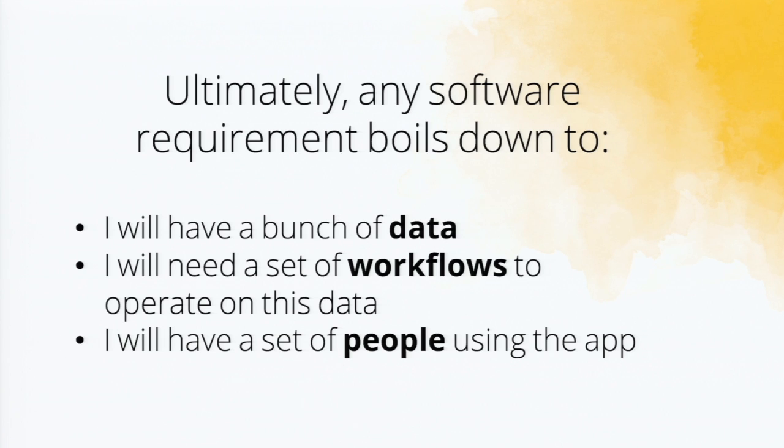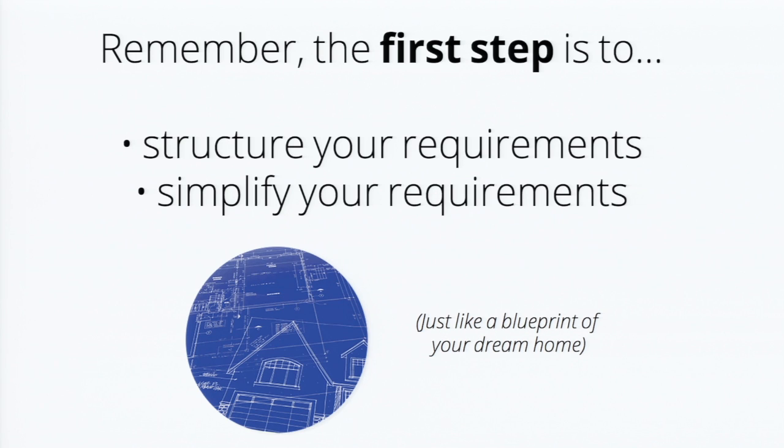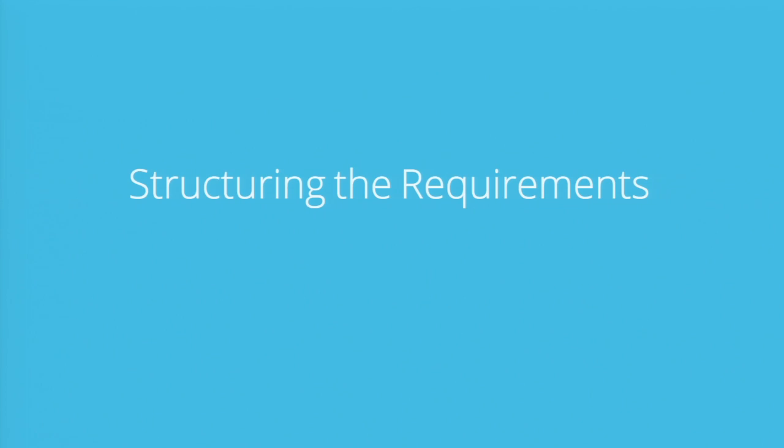Any software requirements ultimately boil down to, hey, I have a bunch of data, I need a set of workflows to operate on the data, and I'll have a set of people using the app. Pretty much you can summarize any requirement into 3 buckets. We call them the data bucket, workflows, and people. And remember, the first step is you have to structure your requirements and simplify requirements. Let's get back to structuring the requirements for this Zilker wine store.